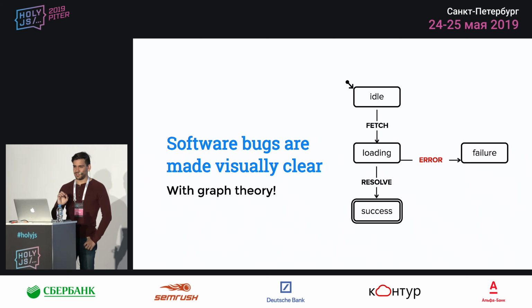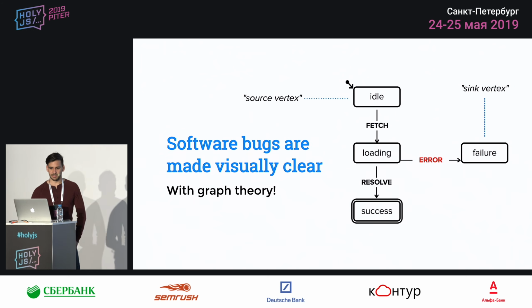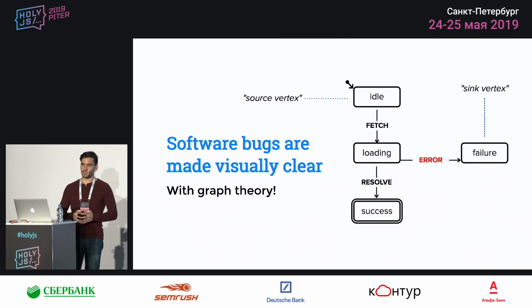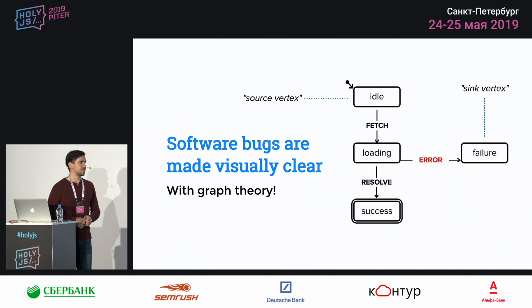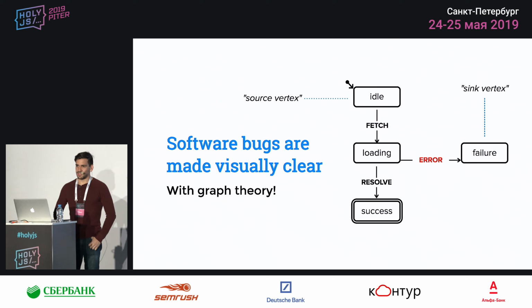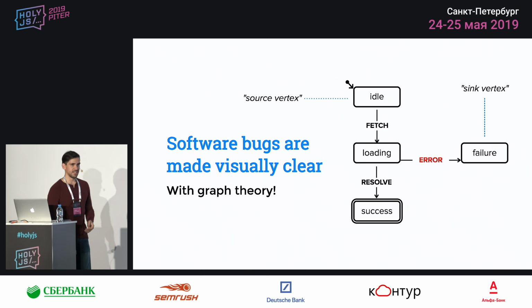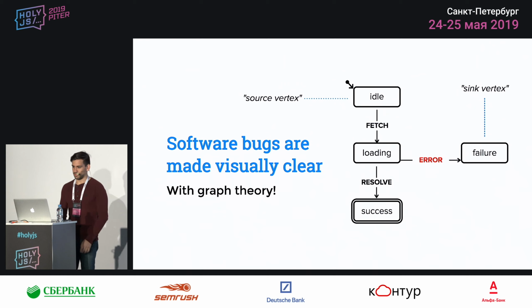But now, here are two little graph theory terms. We have what's called a source vertex, which only contains outgoing edges. For instance, the idle state has an outgoing edge from idle to loading, but no incoming edges. And we have a sink vertex. Sink vertices don't have any outgoing edges, which means that if we go to the failure state, there's no way to escape from it.